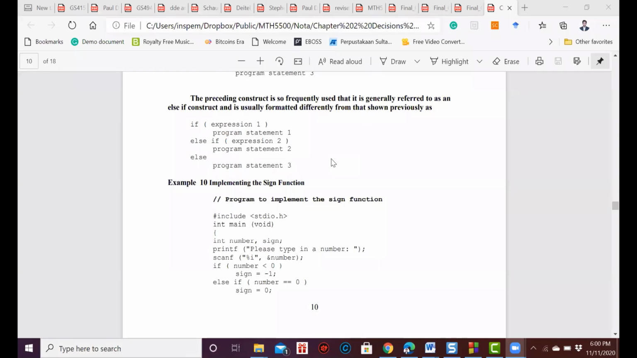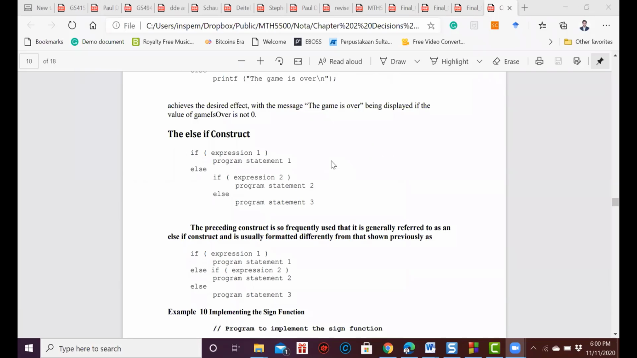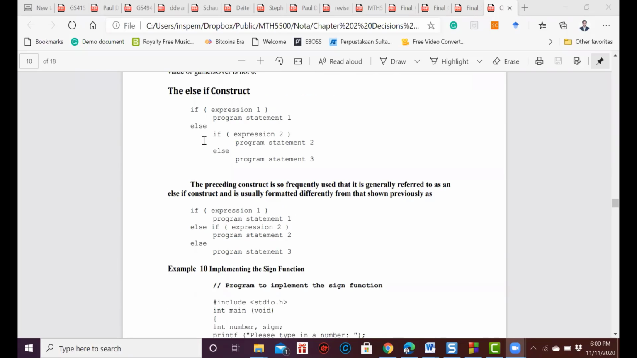Okay, now we continue with what we call multiple selection by using if else or else if statements. Now look here. If expression 1, then program statement 1, else if expression 2, then program statement 2, else this one. So this one seems to be a nested if. Inside the if else we have another if else, which is considered nested. But in C we have another, more compact format like this one.